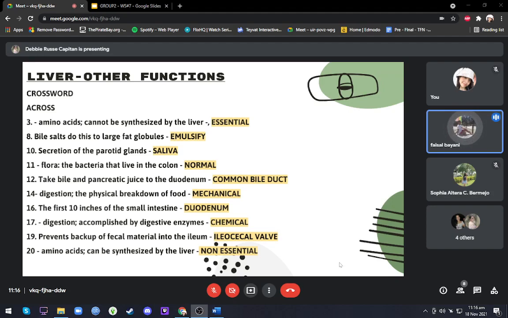Number 16, the first 10 inches of the small intestine: duodenum. Number 17, digestion accomplished by digestive enzymes: chemical. Number 19, prevents backup of fecal material into the ileum: ileocecal valve. Number 20, amino acids that can be synthesized by the liver: non-essential.